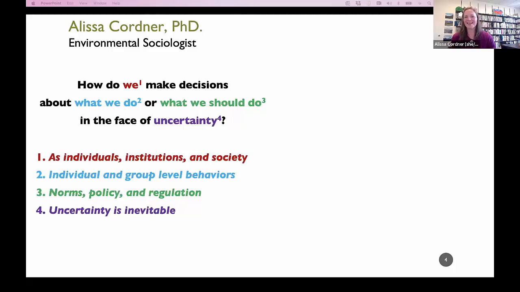And as Celia mentioned, I am an environmental sociologist. My research focuses on the very broad question of how we make decisions in the face of uncertainty, decisions about what we do, decisions about what we should do. And in the case of environmental issues, this uncertainty is ubiquitous. It involves all scales of action, from individual level experiences all the way up to what happens at an international scale. And it involves both behaviors and also norms or expectations.